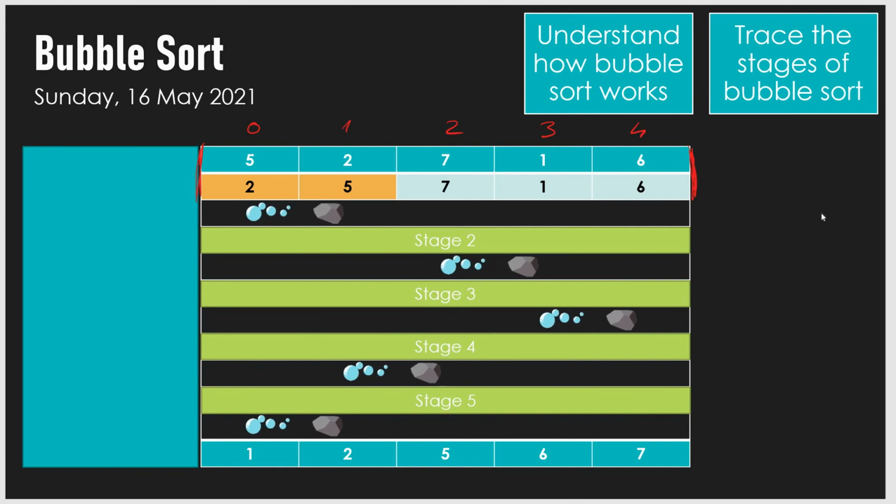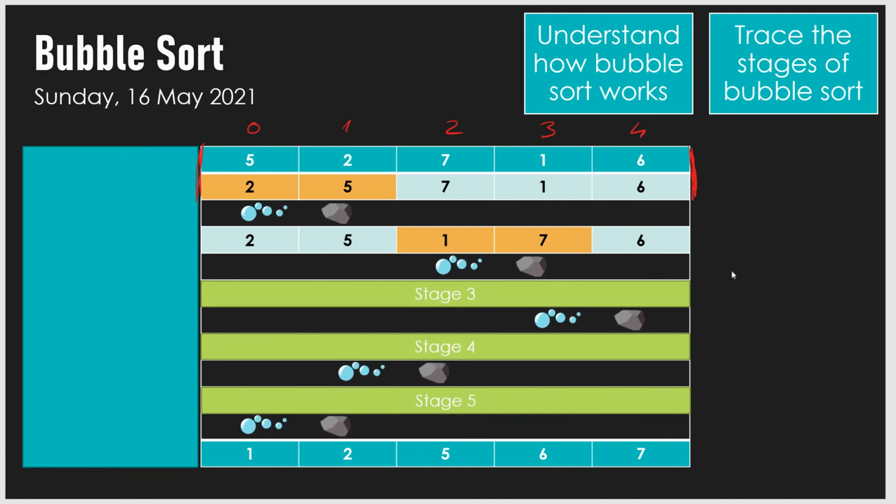So once 1 and 2 have been checked and they are not swapped, the next two places that are checked are 2 and 3, so index 2 and index 3. Now index 2 is in fact greater than index 3. 7 is greater than 1. So what you would need to do here is write a new line to say what the new state of the array is. So now 1 and 7 have been swapped.